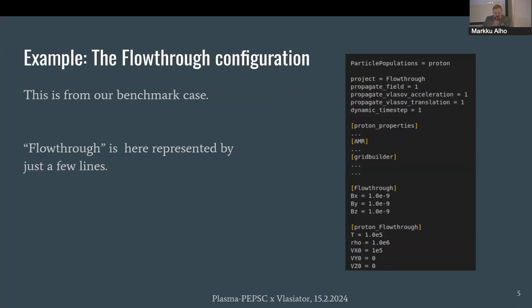And as an example, the flow-through configuration that we have been looking at, our benchmark case, and how the project is represented in this configuration is just the project keyword here. Each configuration has one and only one project. And then you have the project category class variables set up separately.